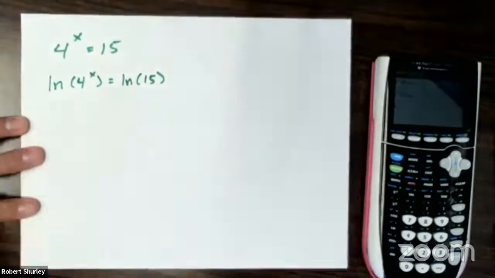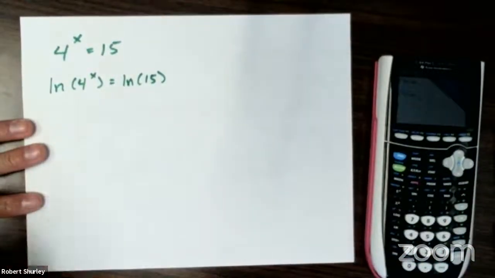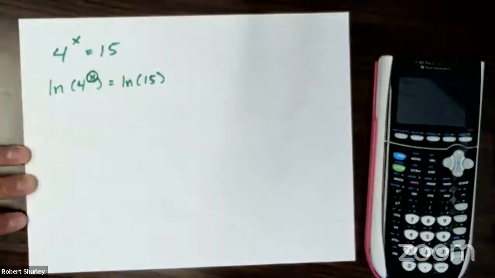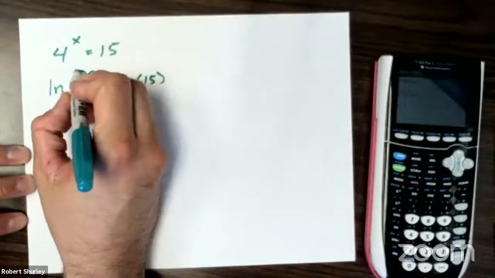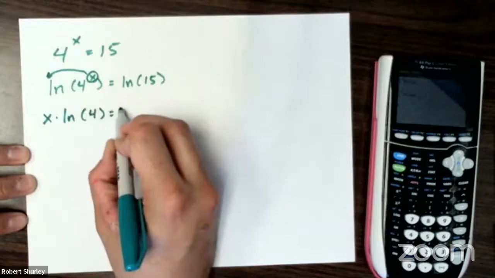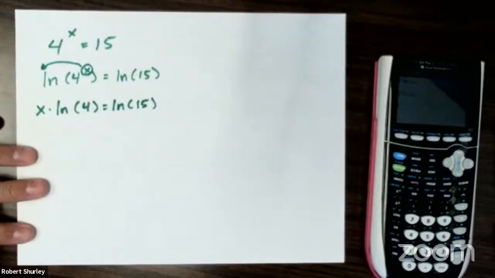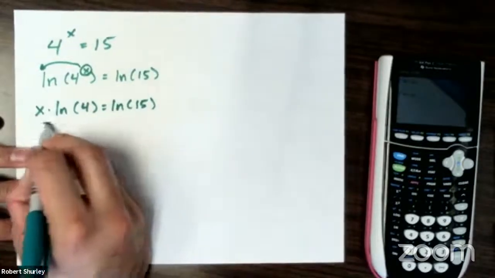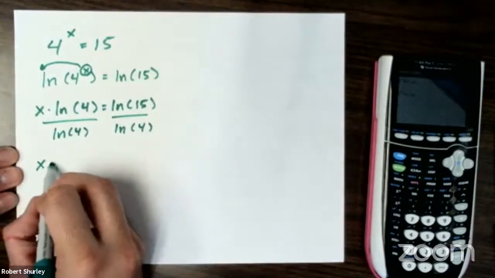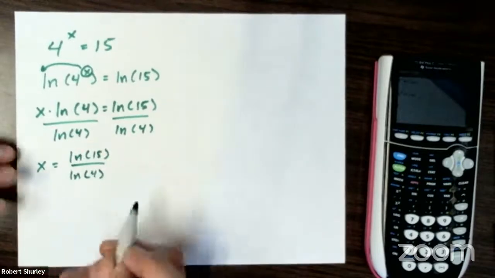Okay? So take the ln of both sides. Once we have that, we take the ln of both sides. And what's neat is we can use a rule that we learned in the last section that said if we have an exponent inside a logarithm, we can bring it out to the front. So this becomes x ln 4 equals ln 15. Now, to solve for x, you just divide off the ln 4. So we wind up with x equals ln of 15 over the ln of 4.